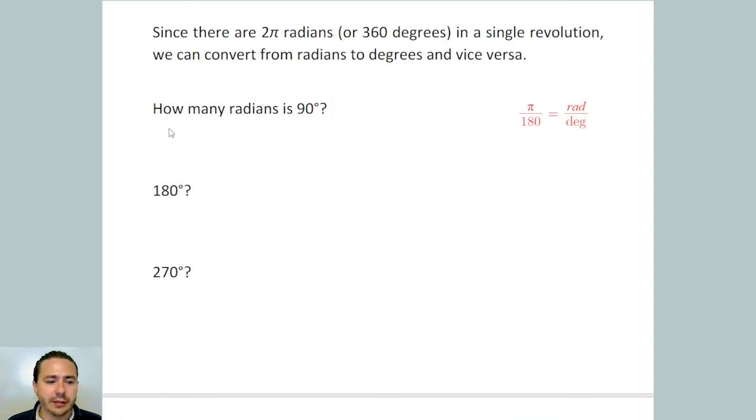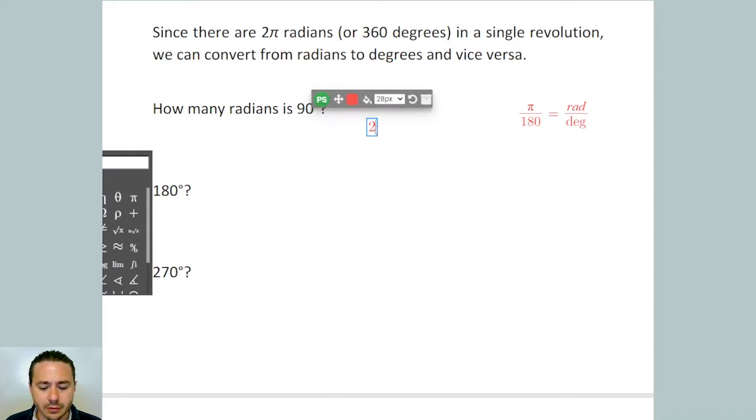Okay, so let's think about that. If 2 pi is the same as 360 degrees, then what's a fourth of that? So 90 degrees is a fourth of 360. So what is a fourth of 2 pi? Okay, so 2 pi, and we want a fourth of that, is going to be equal to pi over 2. All right, so what I'm trying to say here is that there are pi over 2 radians, that is equal to 90 degrees. They are the same.